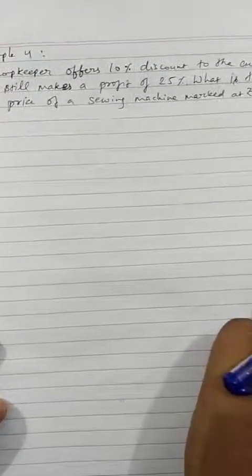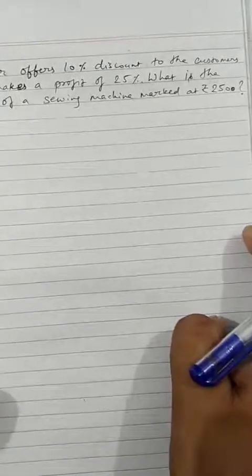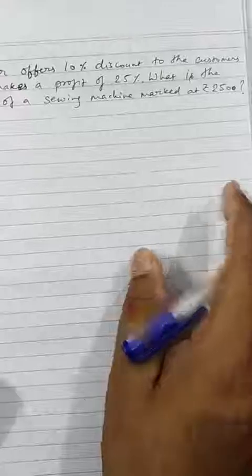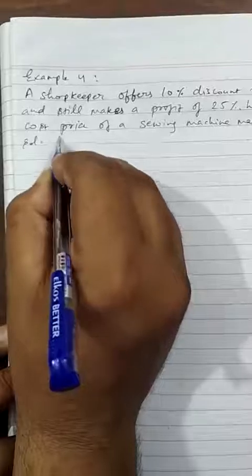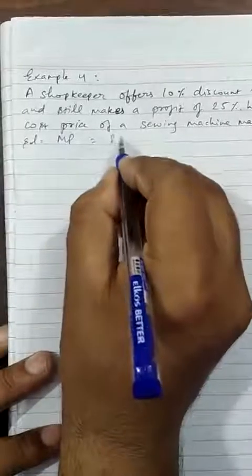Students, our next question is example number 4. A shopkeeper offers 10% discount to the customer and still makes a profit of 25%. What is the cost price of a sewing machine marked at 2500? As we know, the formula for finding the cost price needs a selling price. Selling price is not given to us, so we'll begin with mark price. Mark price is given to us, rupees 2500.